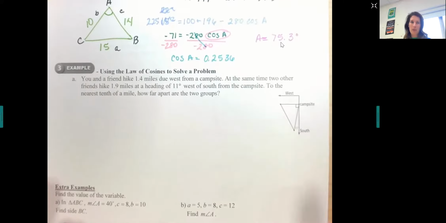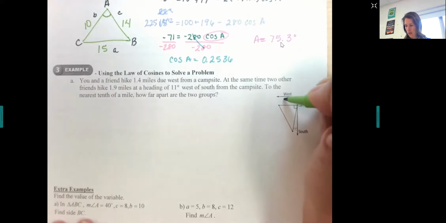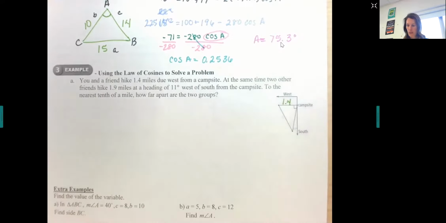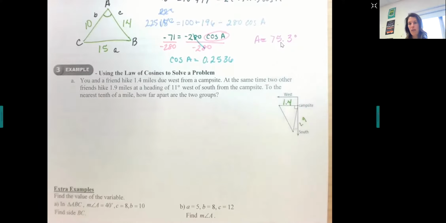Let's look at our examples. This one was a little difficult in my brain for me to figure out. It might be for you too. It's okay, no worries. So you and a friend hike 1.4 miles due west from the campsite. So we're going to put our 1.4. At the same time, two other friends hike 1.9 miles, 11 degrees west of south from the campsite. To the nearest tenth of a mile, how far apart are the two groups?